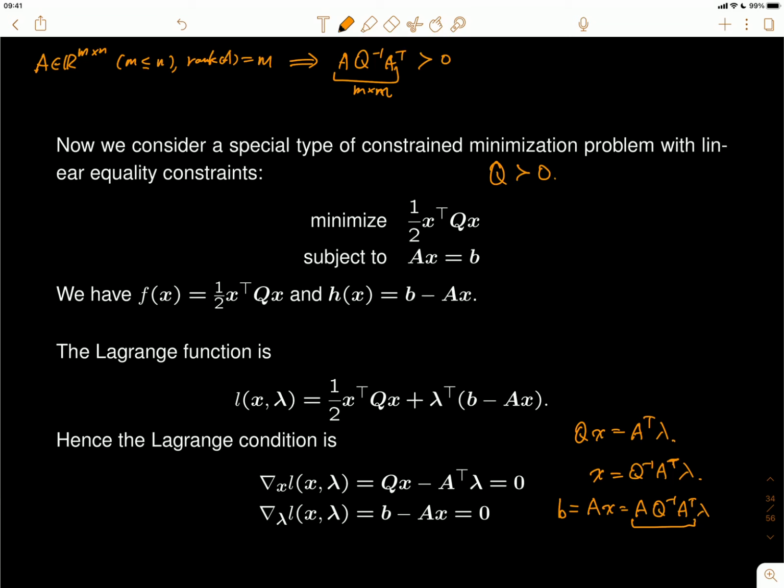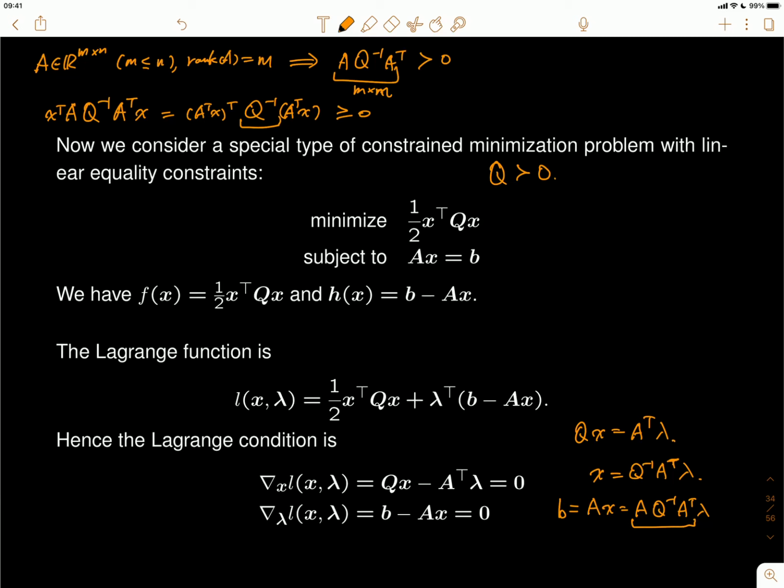The reason is, when I multiply any m-dimensional vector on the two sides, I have x transpose A Q inverse A transpose x. This is like multiplying A transpose x as a vector on the two sides of Q inverse. I know this must be greater than or equal to zero, because Q is positive definite. Then I just need to show that when x is non-zero, this must be strictly positive.